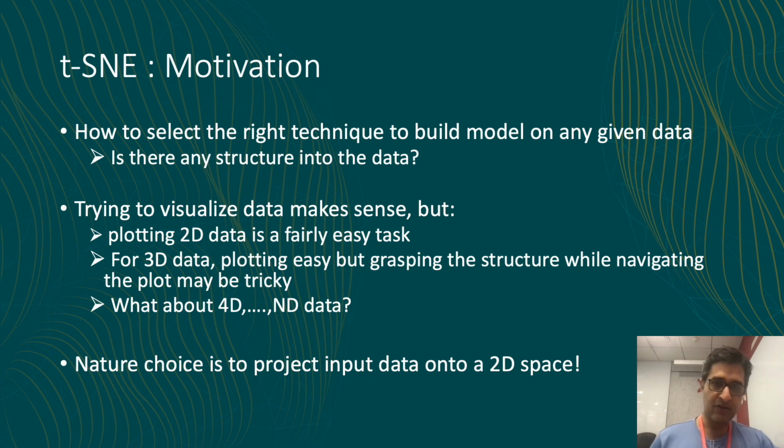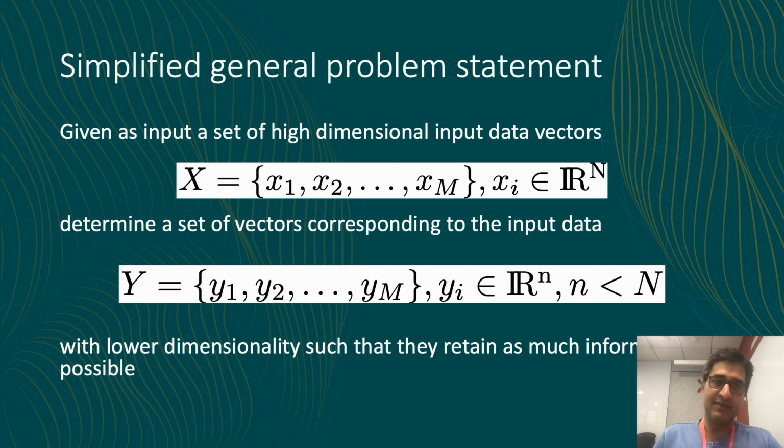So the natural choice or the method adopted is to project your entire input data into a two-dimensional space. Now that's an interesting concept, but how do you do that, right? You have to make sure that a certain structure of the data is maintained. So the structure of the problem is the following: you have been given as input high dimensional input data vectors, let's denote them by X. These are in very high dimension, capital N, let's say. And what you're trying to do is create a mapping for each of these high dimensional X data points to a Y. Y is in the small n dimensional space, where small n is much smaller than your capital N.